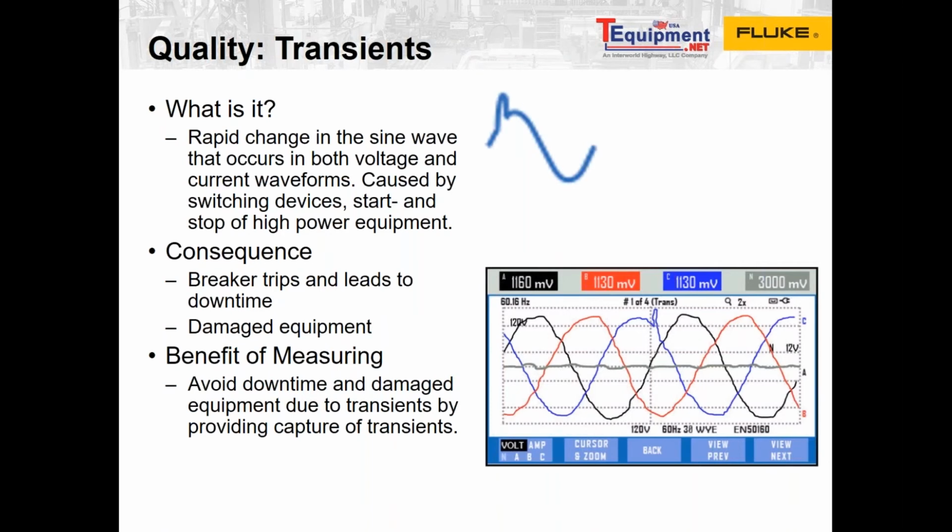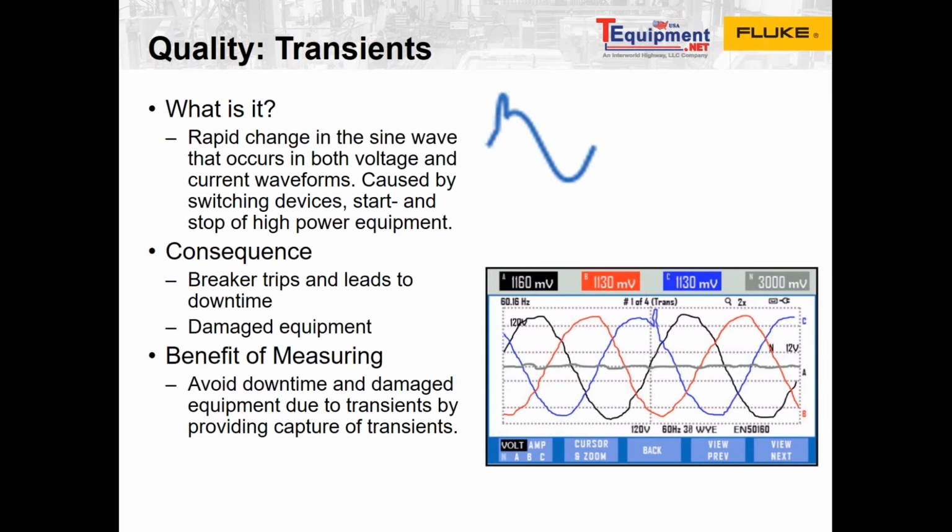Transients, we touched on that. That's just rapid change in voltage or current. So again, it depends on the amplitude, as you can see here in this little screenshot of a tool, and it depends on the duration of your transient. And I know a lot of people like to show the spike going up, but really it can be spikes going down as well. It's definitely bidirectional. The consequences here are you can cause breaker trips that lead to downtime, and you can also damage equipment. So the benefit of taking these measurements is to avoid that downtime and avoid damaging equipment.